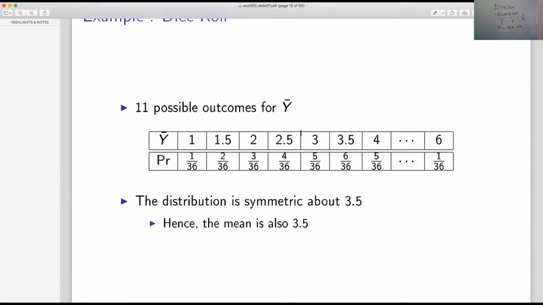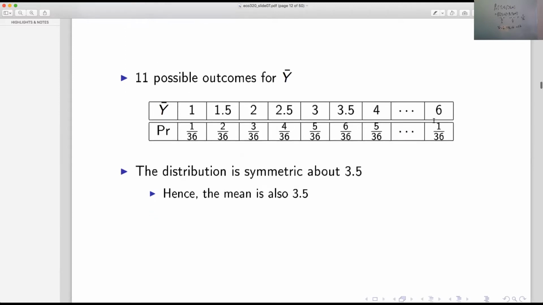So we have 11 outcomes for Y bar, because Y bar can be 1 if both dice give 1. It can go up to 6, but we have a total of 11 outcomes. The distribution is symmetric about 3.5.